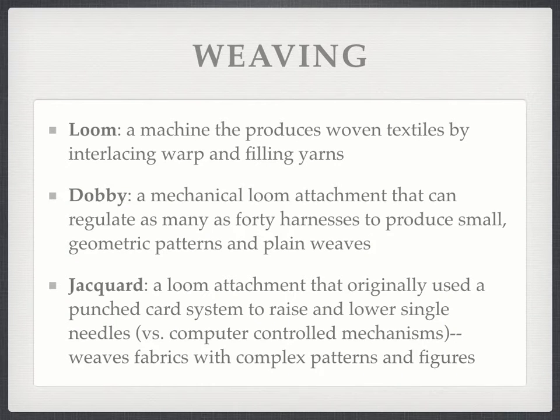A few definitions that you need to be familiar with. A loom is the machine that produces woven textiles by interlacing the warp and filling yarns. A dobby is a mechanical loom attachment that can regulate as many as 40 harnesses to produce small geometric patterns in plain weaves. And then a jacquard is a loom attachment that originally used a punch card system to raise and lower needles, whereas now they're using computer-controlled mechanisms, but they create much more complex patterns and figures.